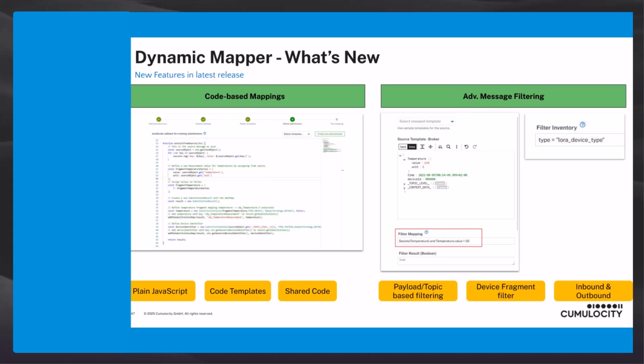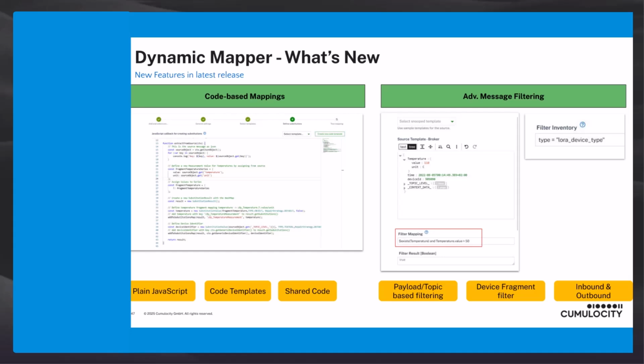The fourth improvement of the Dynamic Mapper I wanted to highlight is advanced message filtering. We received the feedback that I have a topic where data is sent, or the path in the HTTP inbound case, but sometimes I do not want to process all the data, because sometimes it's the same topic but the payload looks different, and it needs to filter out the data. So what we have implemented is so-called message filtering. On the source template, you can decide with an expression language if this mapping should be executed or not.